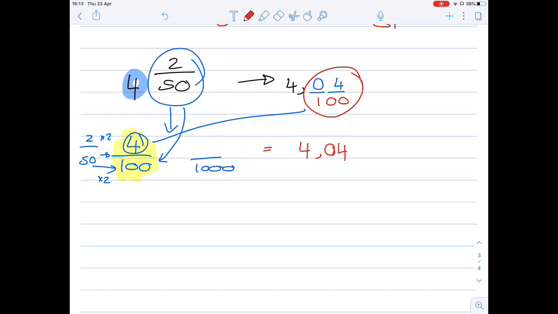If you didn't have the mixed number, in other words, if it was just 2 over 50, your answer would be 0,04, because you've got a whole number of 0. And that's how we work with fractions.